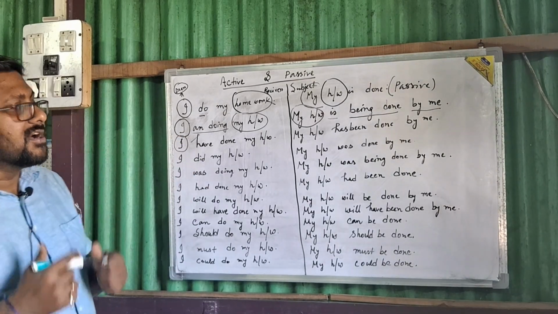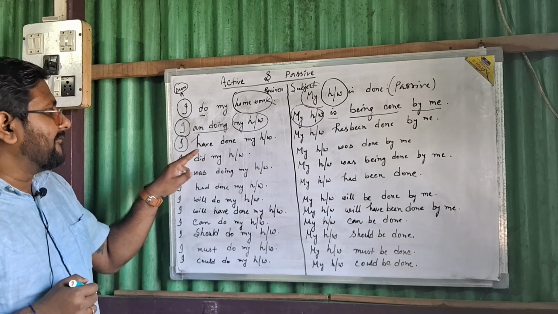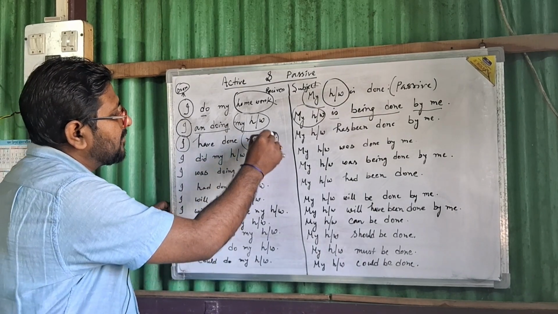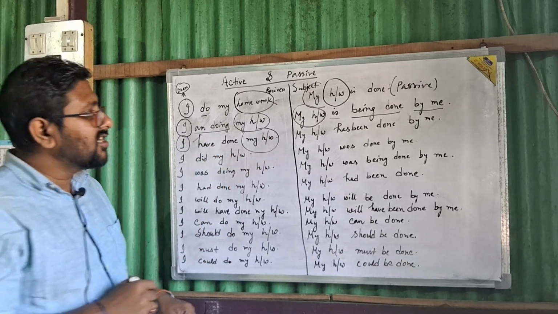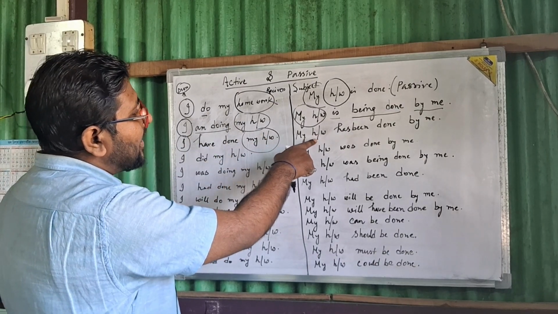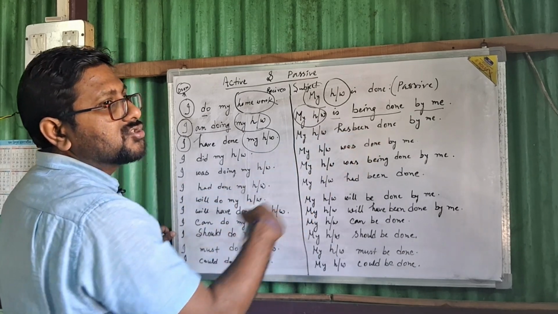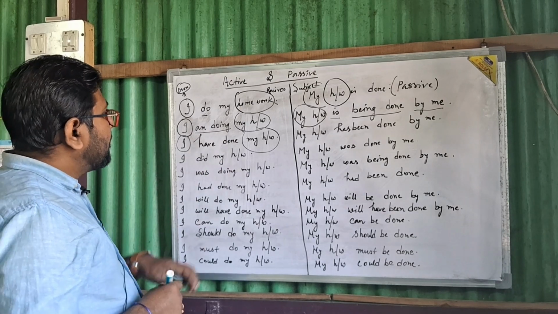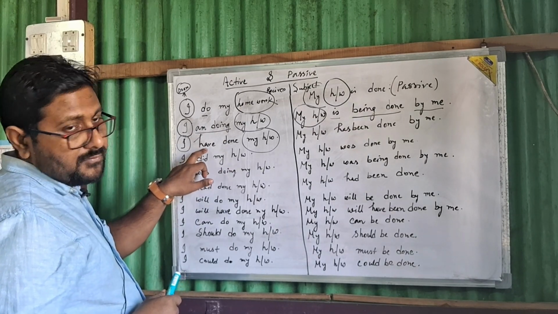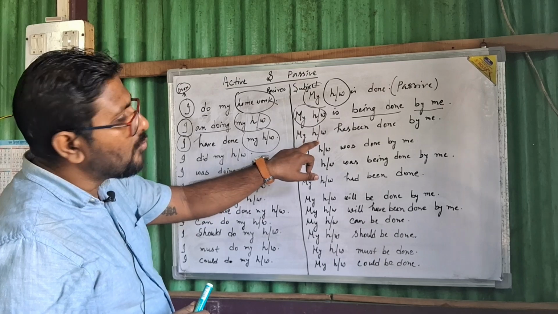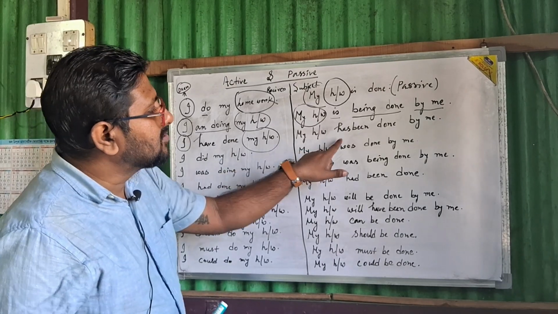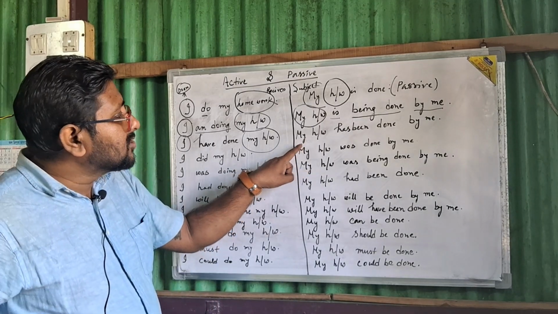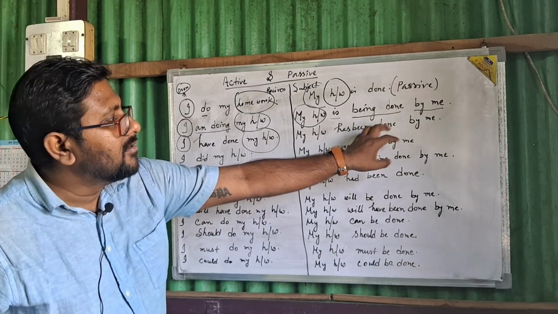So I am the doer. I have done my homework. So I, being the doer of the action, and my homework being the receiver of the action, let's change this, and it changes to: my homework has been done. So why is it "has been done"? Why not "have been done"? Because if you see, with I, we always use have. But my homework being third person singular, I'm supposed to use has been done. So that is the reason why I used: my homework has been done.